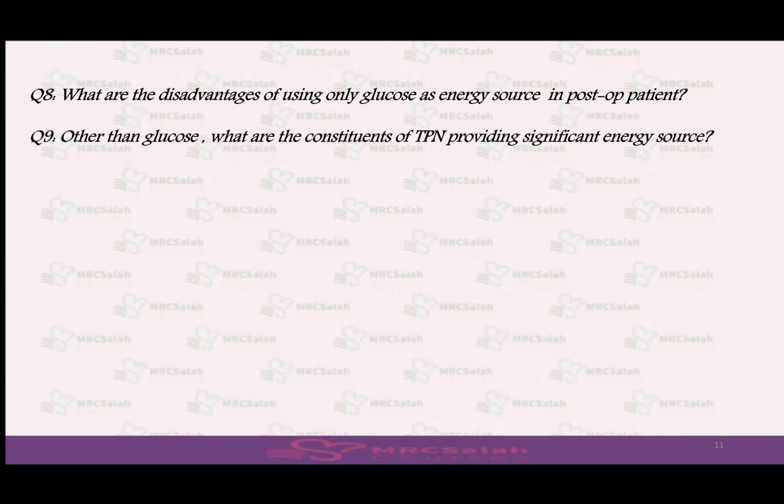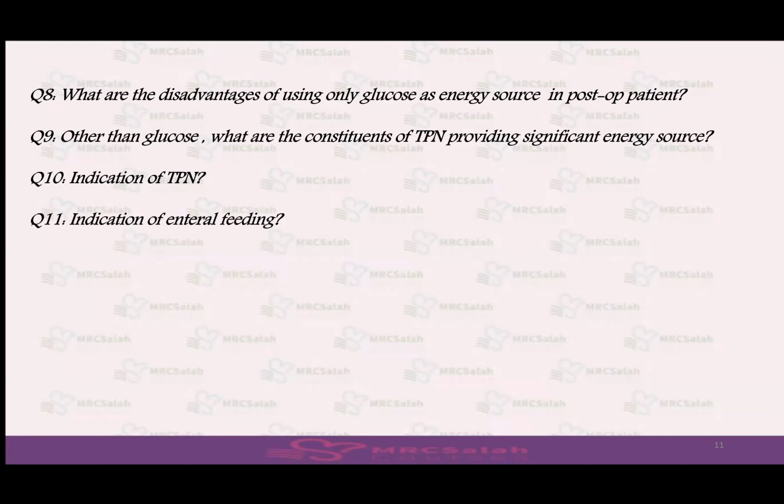Other than glucose, what are the constituents of TPN providing significant energy source? I think as mentioned earlier, protein and fat. Fats mainly. What are the indications of TPN? General indications like critically ill patient or patient with burns, and also patient with pancreatitis or ARDS. Other gut problems like short bowel is an indication for TPN, and severe malabsorption should also be an indication for TPN.